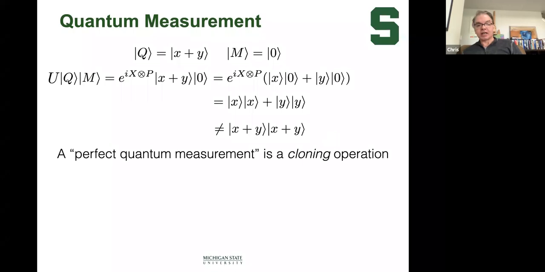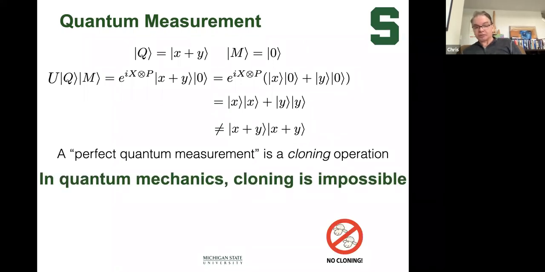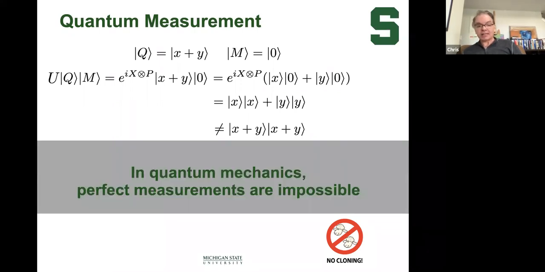And the answer is, well, a perfect quantum measurement is a cloning operation where you're trying to clone the quantum state into the measurement state. But cloning is impossible. In fact, that is the no-cloning theorem of quantum mechanics. So what that means is in quantum mechanics, perfect measurements like I have them in classical physics are simply impossible. The best you can do is approximate measurement, which is essentially done with approximate quantum cloning machines.